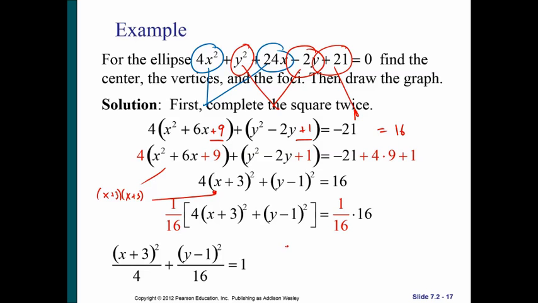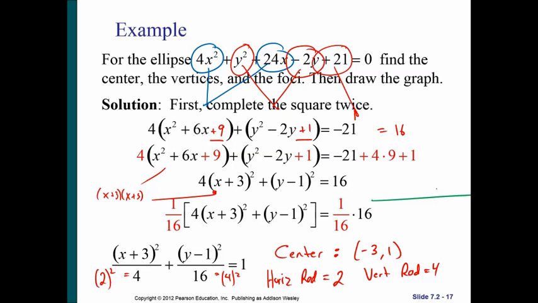So tell me about this. Where is the center of this ellipse? (-3, 1). That's the center. What is the horizontal radius? 2, right? Because this is 2 squared. What is your vertical radius? 4. So if I sketch this, (-3, 1), 2, 3, and 1.